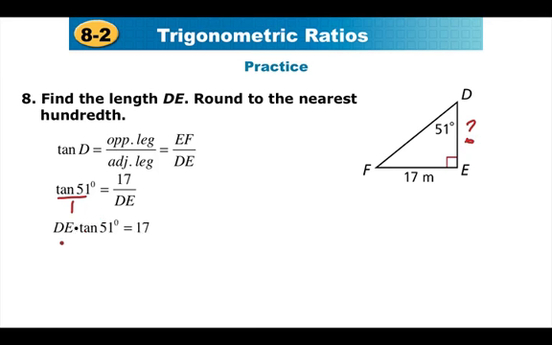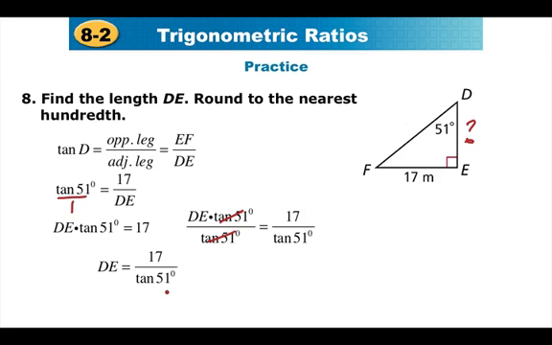Once I cross multiply, I get this. Divide both sides by tangent of 51. This goes away. And I end up with D equals 17 over tangent of 51. At this point, punch that into the calculator, round, and here's your answer. This is meters. This concludes the video.